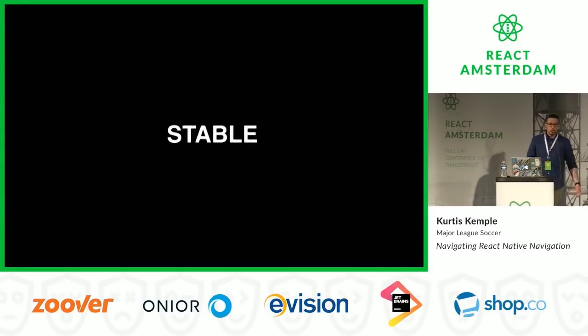It also had to be stable. So again, we're talking about React Native, right? So the word stable itself is not very stable. But we needed something that we could actually use in production. If there were breaking changes, they weren't happening too frequently. It was something that we could adjust to and adapt to.